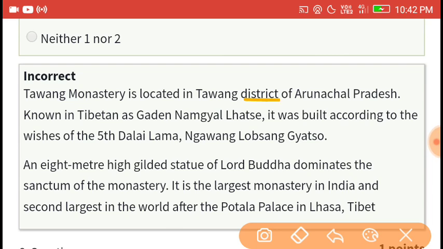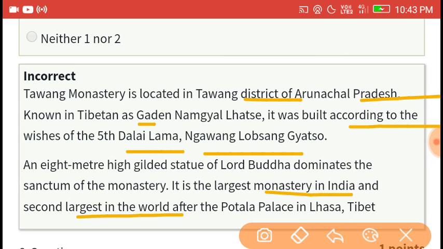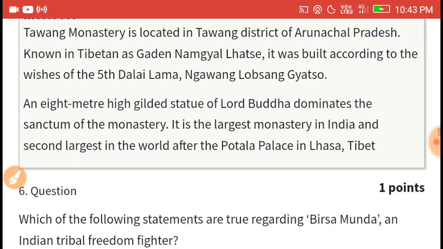Tawang Monastery is located in Arunachal Pradesh, please remember, and is known in Tibetan as Galden Namgyal Lhatse. It was built according to the wishes of the fifth Dalai Lama, Ngawang Lobsang Gyatso. An 8-meter high gilded statue of Lord Buddha dominates the sanctum of the monastery. It is the largest monastery in India and second largest in the world after the Potala Palace in Lhasa, Tibet.